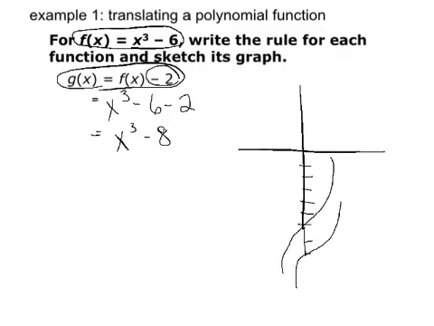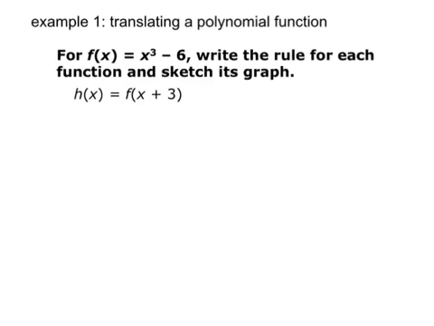Let's try another one. Okay, now we have an internal one changing. So that means that it's a horizontal shift. So instead of x cubed, we're going to write x plus 3 quantity cubed. So this one's just a tad bit more complicated, but you guys are really good at multiplying polynomials now. So h of x is going to be x plus 3 quantity squared minus 6.